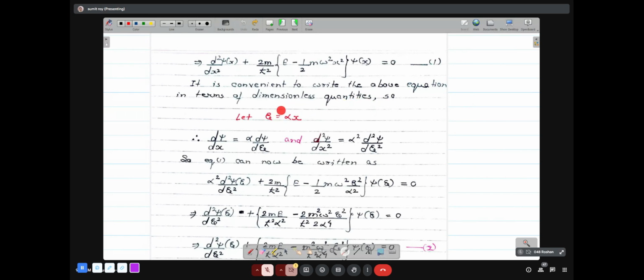So what is to be done here? Alpha times x is to be written as zeta. What is alpha? I will discuss here. Alpha times x is to be written as zeta. If it is so, then you differentiate both sides. Do remember this. Can anyone tell me what will be the unit of alpha?